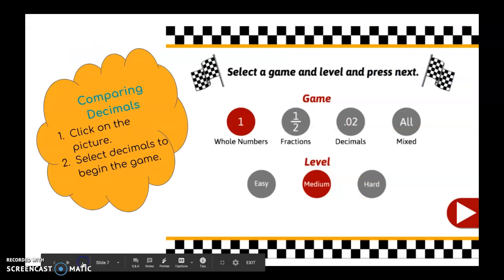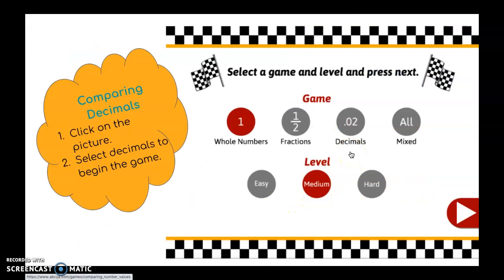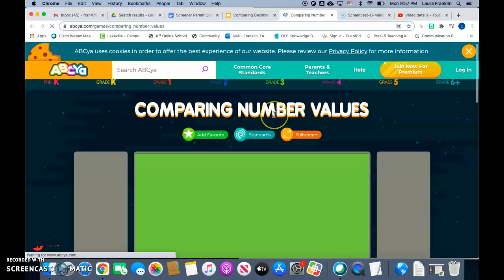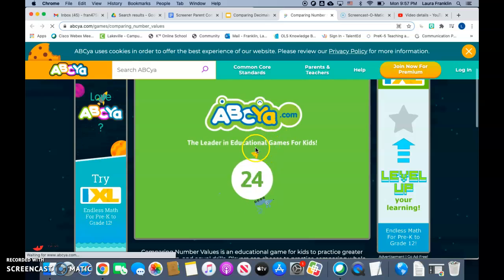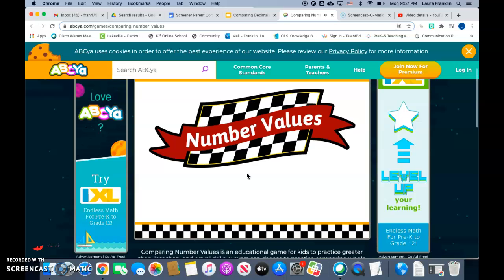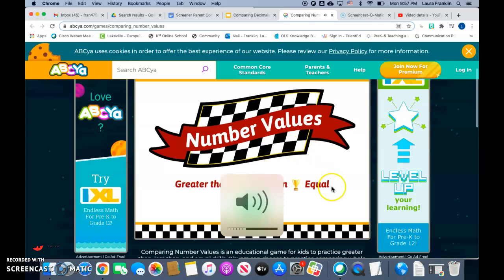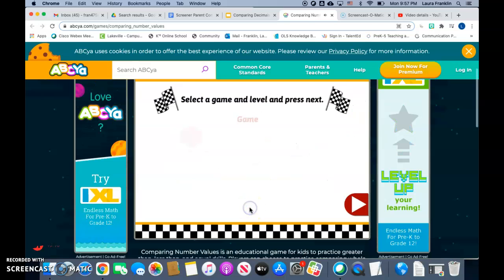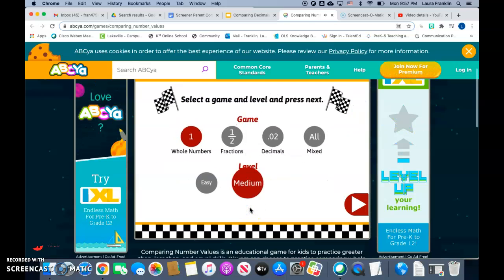All right, let's play comparing decimals. Your teacher will send you the link, or you can play as a class. Here's how we play. Raceway number values. Greater than, less than, equal. Go. Select a game and level and press next.